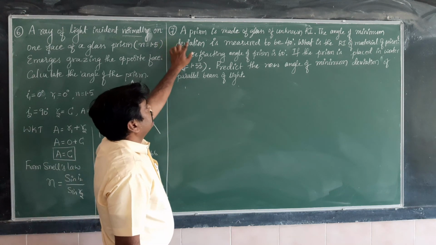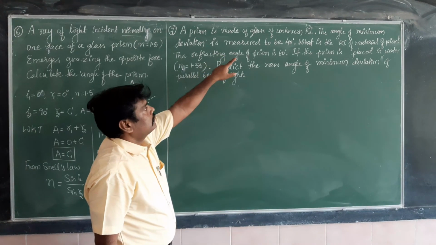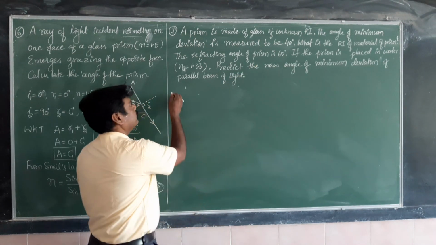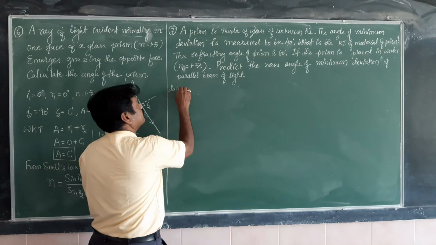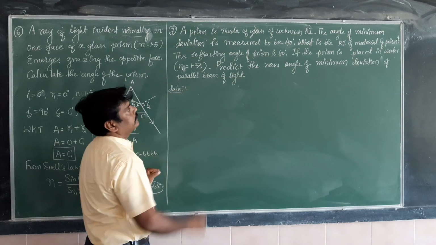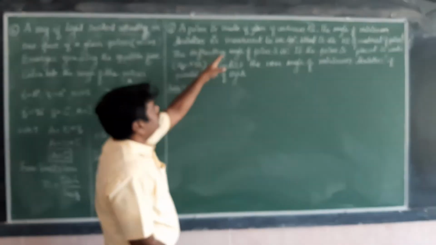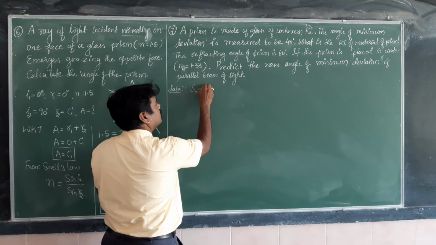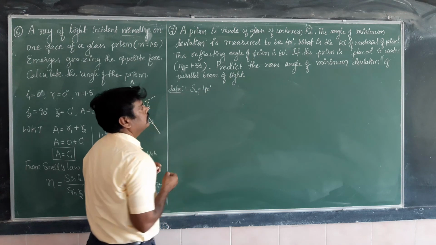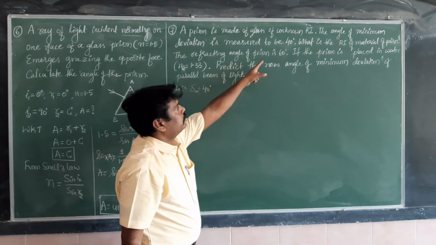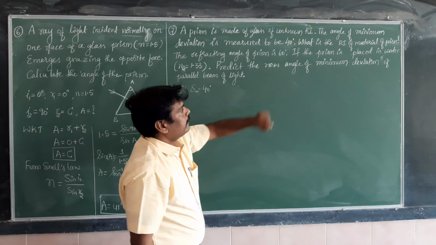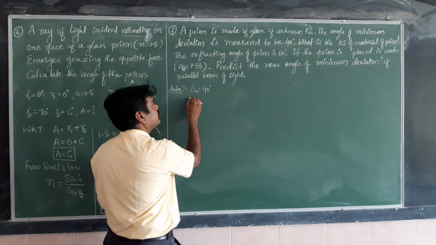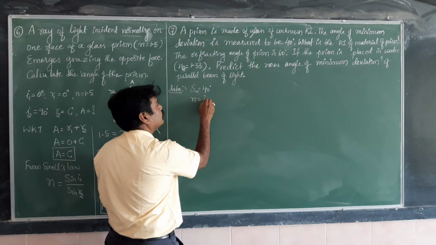A prism is made of glass of unknown refractive index. First of all we have to find the refractive index of the glass. The angle of minimum deviation, delta M, is measured to be 40 degrees. What is the refractive index of the prism? So we have to find the refractive index of the prism, n.